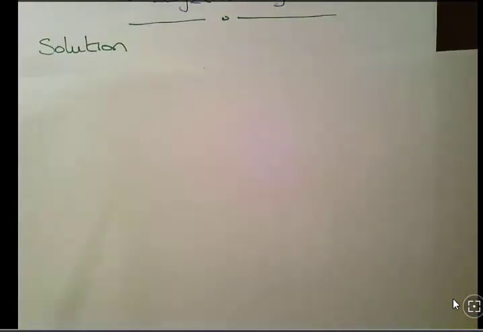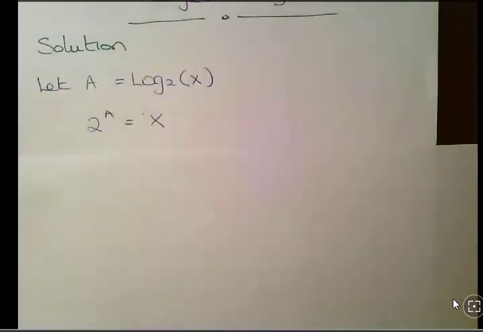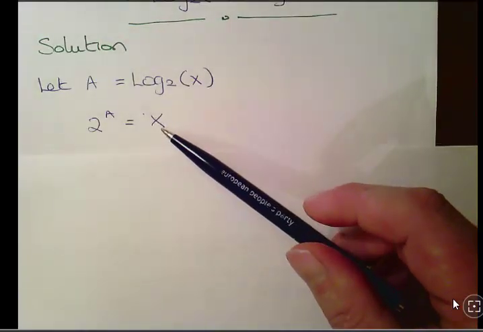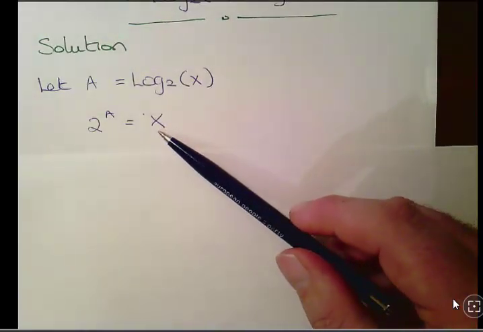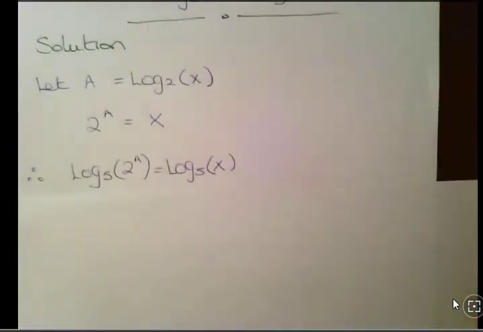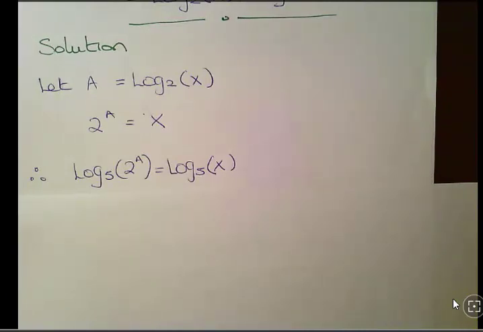So what I do here is let a equal log of x to the base 2, and necessarily 2 to the power of a is equal to x. What we're going to do is get an expression, the logarithm to the base 5 and the base 10 of what we have there. So I'm going to take the logarithm of both sides of this expression to the base 5 and to the base 10. So log of 2 to the a to the base 5 equals log of x to the base 5.